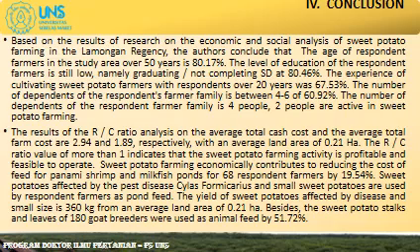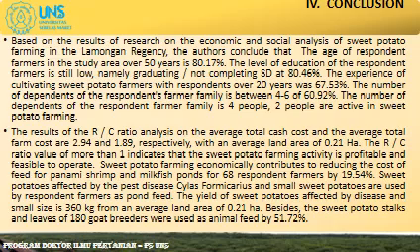2 people are active in sweet potato farming. The results of the RC ratio analysis on the average total cash cost and the average total farm cost are 2.94 and 1.89 respectively, with an average land area of 0.21 hectare. The RC ratio value of more than 1 indicates that the sweet potato farming activity is profitable and feasible to operate.